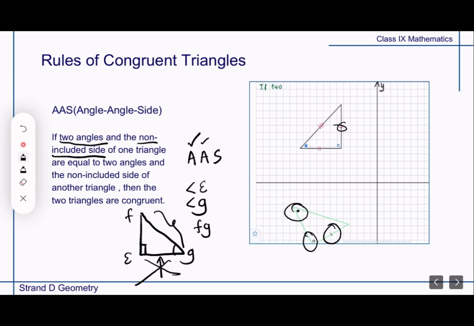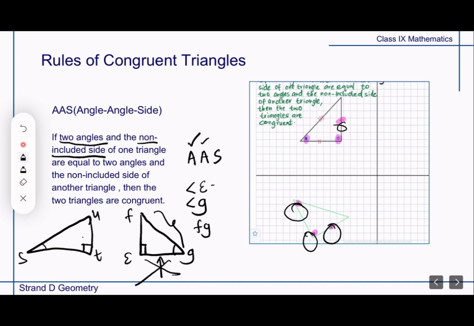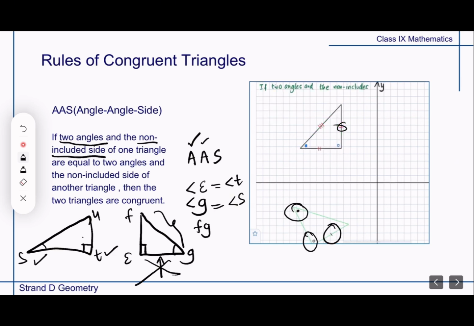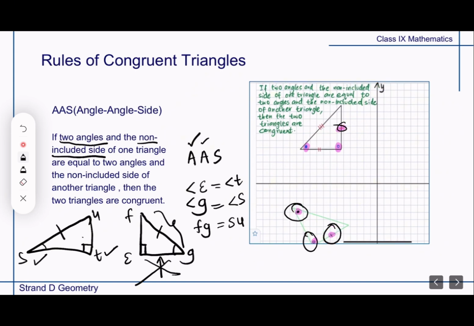Then I compare with another triangle, and let's name it STU. So see the 90-degree angle here, right? That means it's equal to angle T. Then angle G is equal to angle S. And the side would be SU. Those two. So if I have this information, then I can conclude that the triangles are congruent.